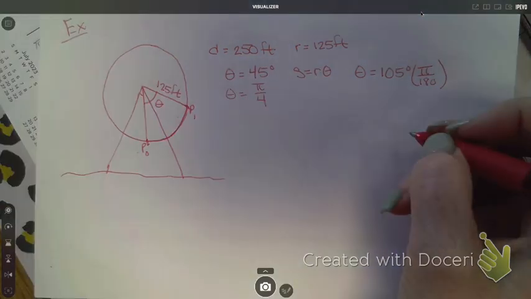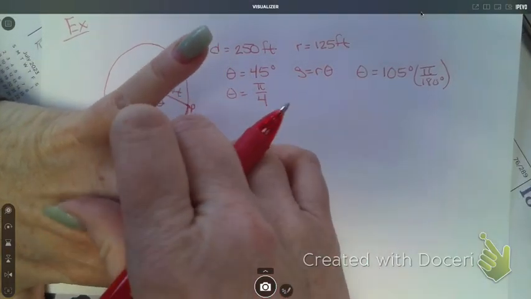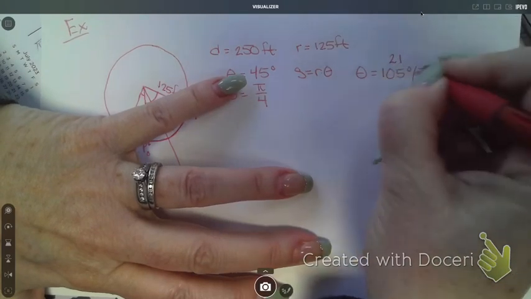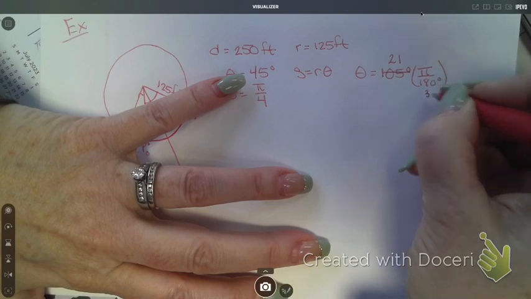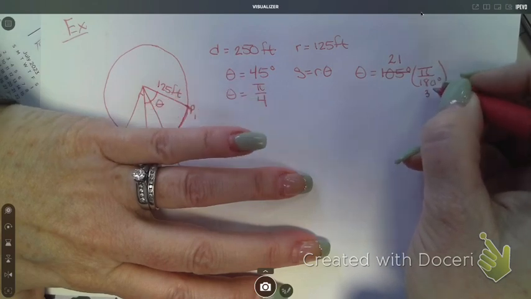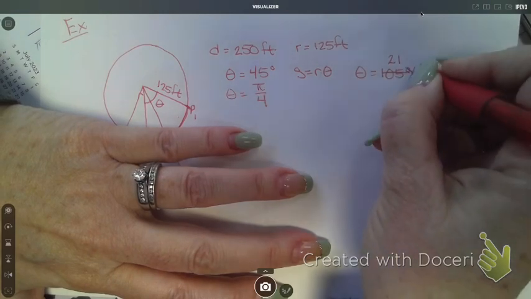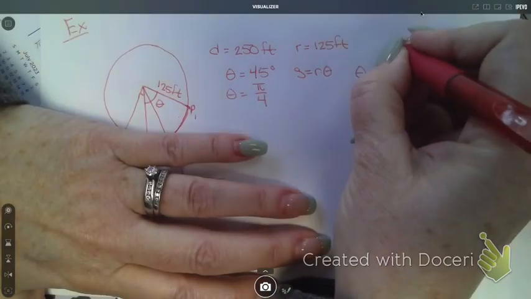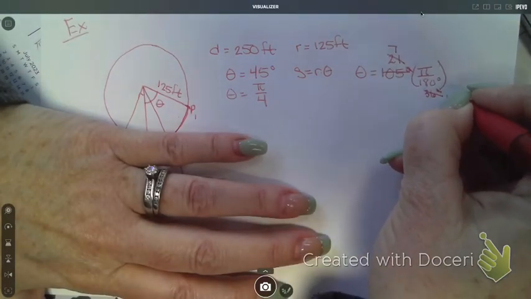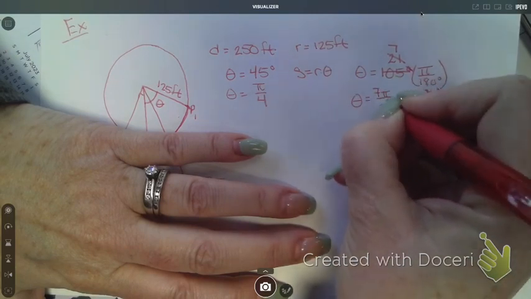And I probably should reduce, yes. What goes into both 105 and 180? 5. So this would be 21 and this would be 36. Can I reduce it now? Oh, my degree's reduced. Can I reduce it more? 3. So I get 7 and 12. So theta here is 7 pi over 12.